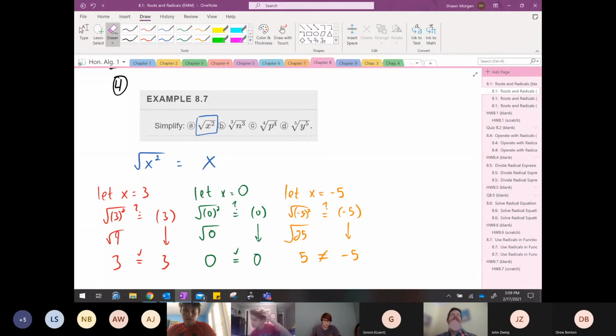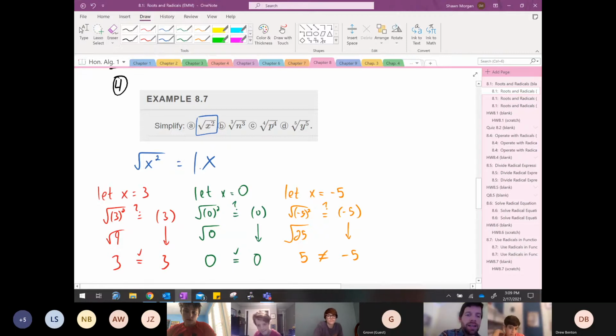I'll take one more guess. Lewis, I think you had a hand up. What's your guess? The absolute value. Holy moly. I think that looks great. Okay, so check this out. Watch what happens now, fellas.